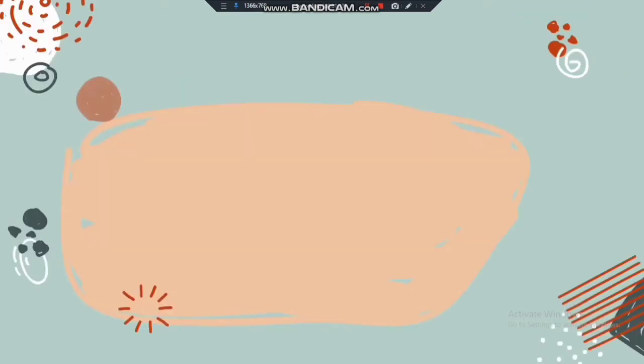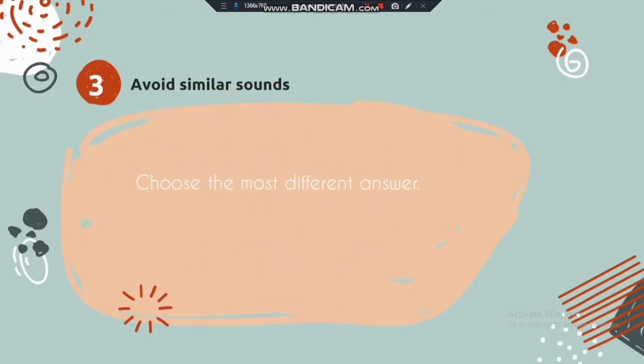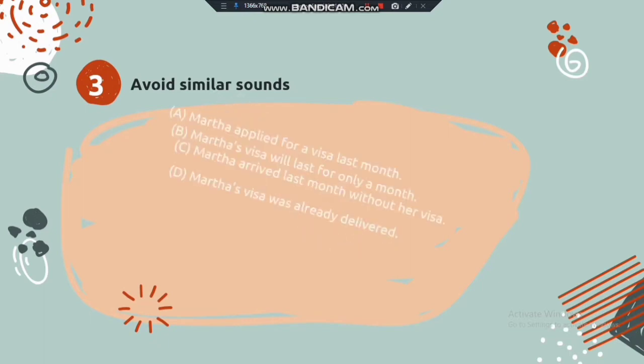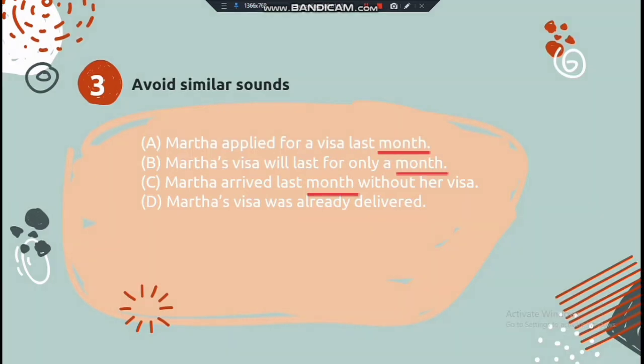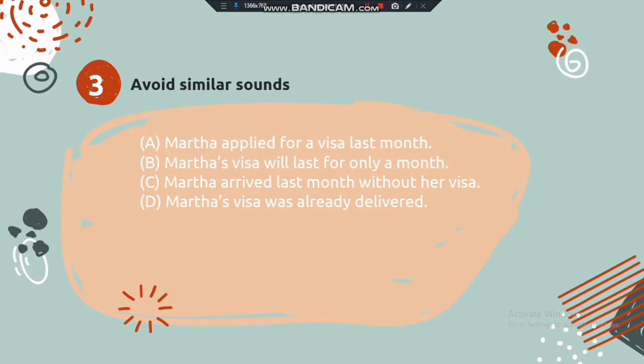Number 3. Avoid similar sounds. Choose the most different answer on the multiple choice, because the same sound that you may hear could possibly attract you. From the example of multiple choice below, you can see that there are 3 words with the same sound in the options. So you have to choose the different one. What do you think is the best answer for the options below?